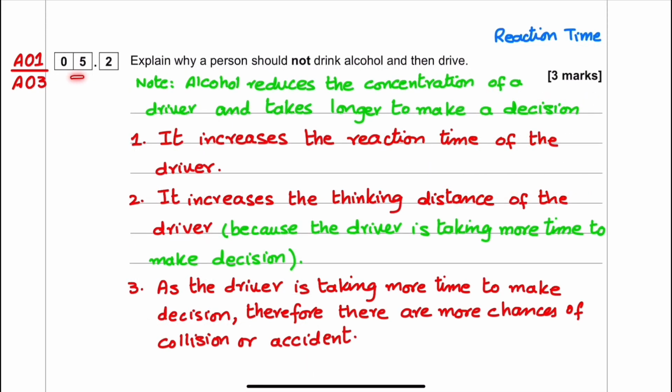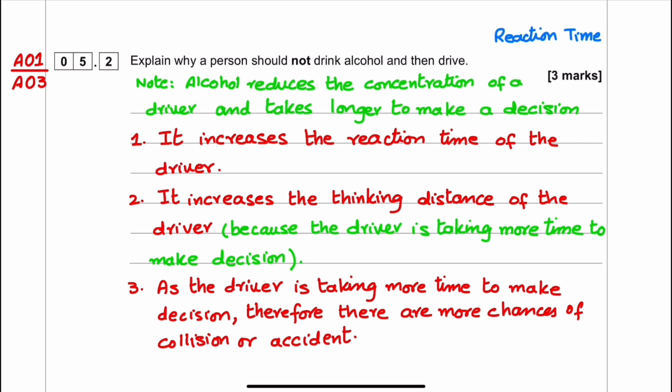5.2 is a combination of AO1 and AO3 question. So this question is also from the topic of reaction time. Explain why a person should not drink alcohol and then drive. We know that as a result of drinking alcohol, the driver is unable to concentrate and it will take longer for the driver to make a decision. So it is a 3 mark question.